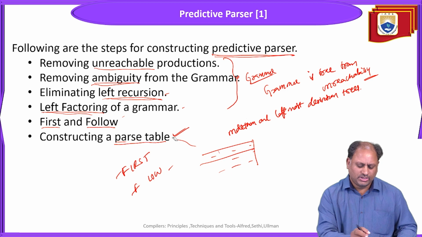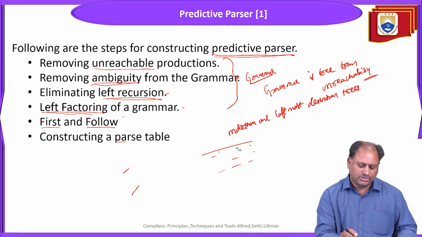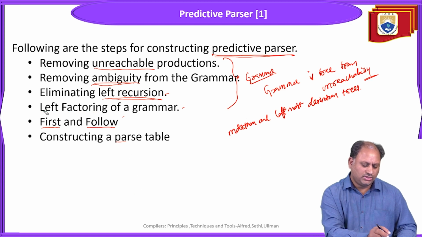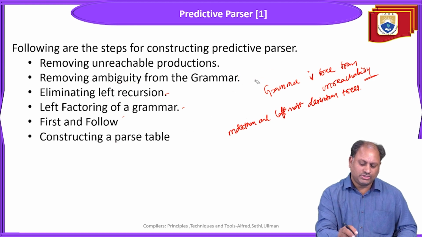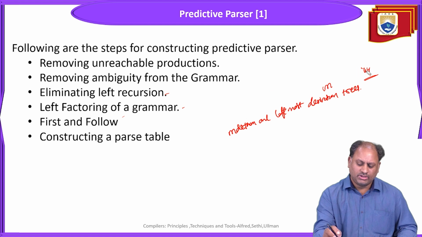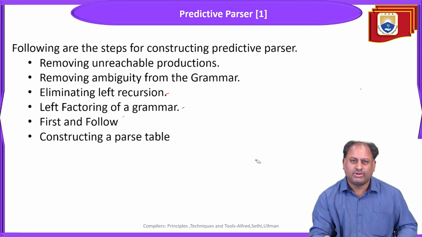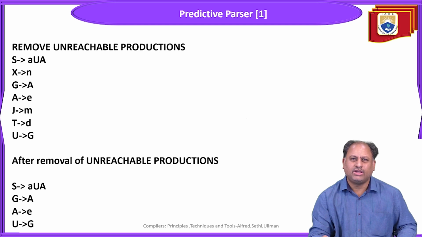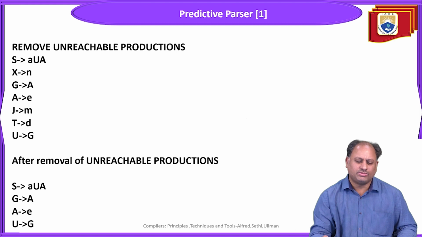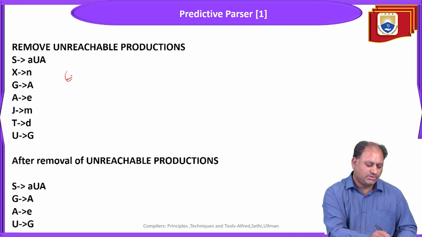That is the agenda of today's class. Today we are going to learn the basic things about the predictive parsing mechanism, where certain rules are to be satisfied. The first and most important rule is the unreachability of the production. Here I have considered one example with some productions.